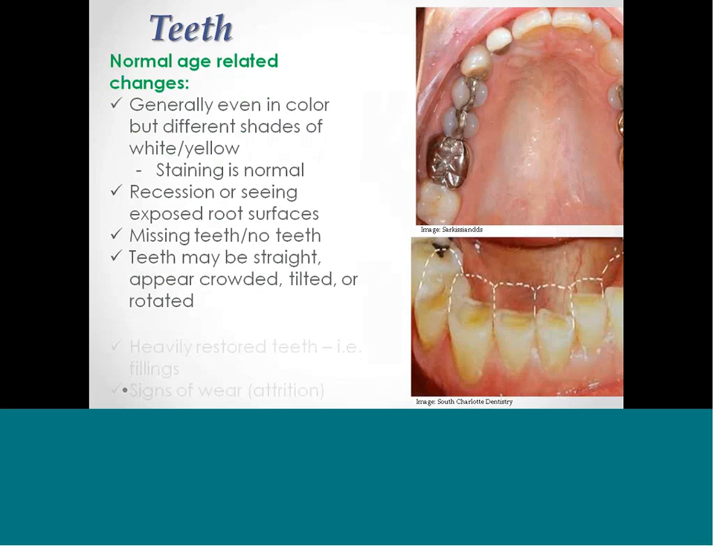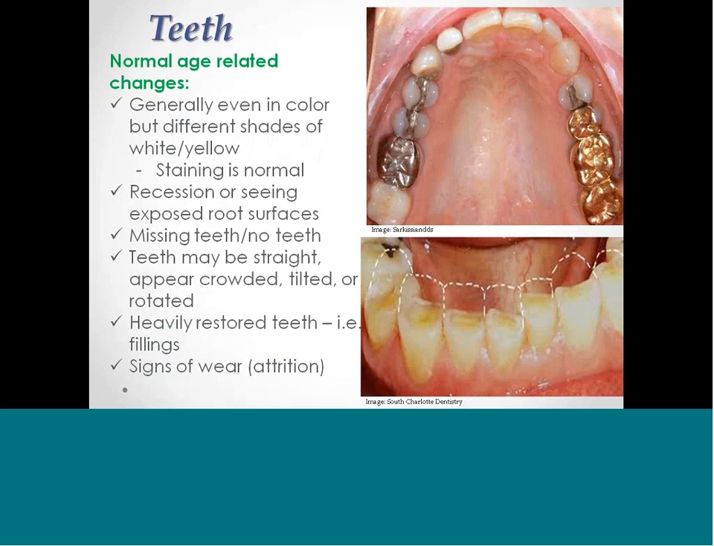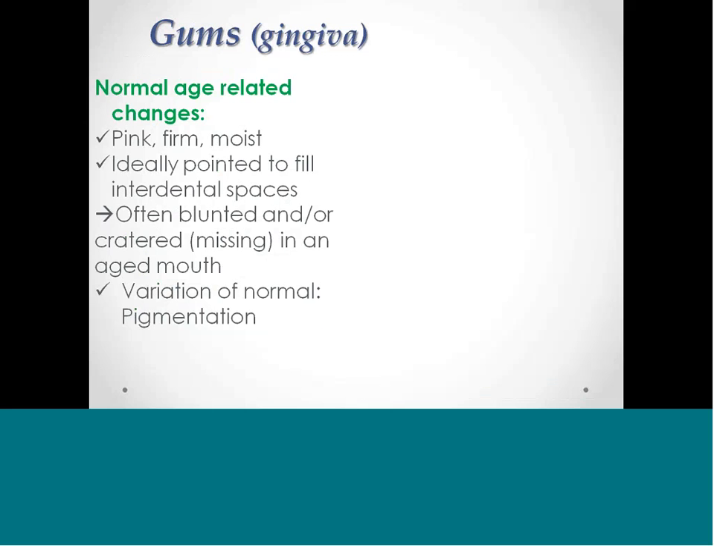Heavily restored teeth are very common in an elderly mouth with various fillings, crowns, and bridges in place. Some teeth with amalgam or silver fillings may exhibit a bluish hue, which is also a normal finding. This can be witnessed in the top picture, more so on the left side. Signs of wear or attrition are also frequently seen due to years of chewing and grinding.